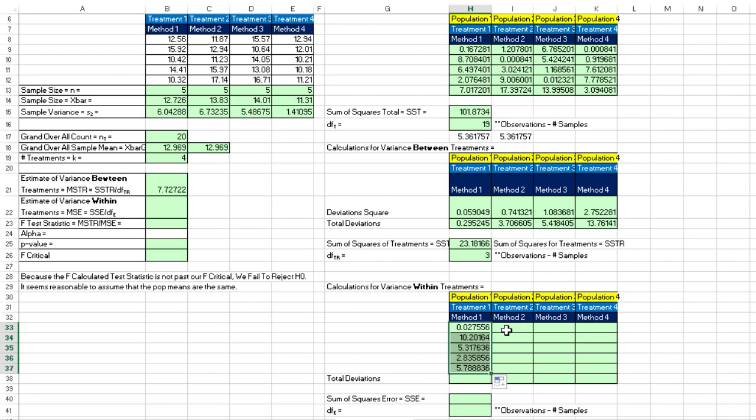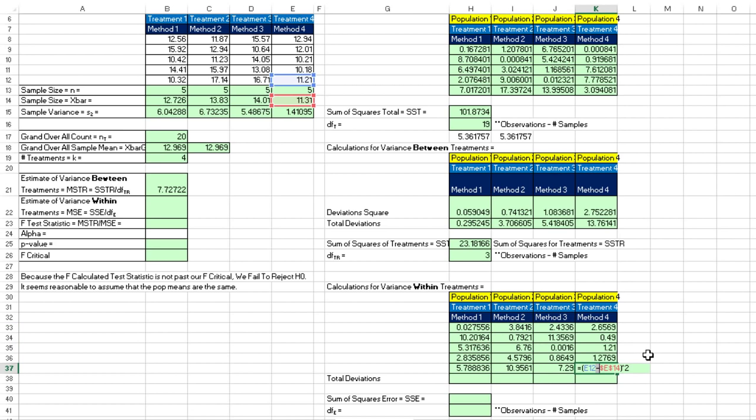Now we're going to have to do that calculation for each one of these. So it equals method 2, that's the individual time, minus the actual mean. And I'm going to F4, close parentheses, and caret 2. Control Enter and copy it down. All right, and I'll let you do these last two.